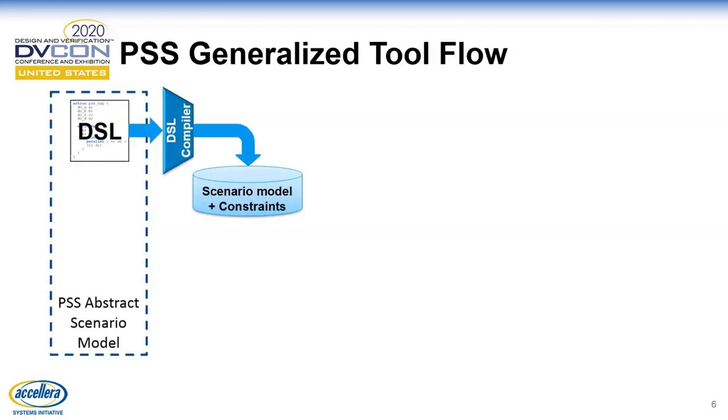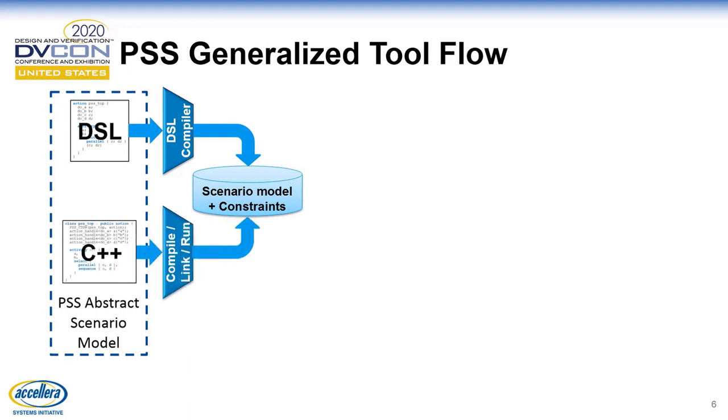So the general tool flow is we start with a description of your portable stimulus intent in what we refer to as the DSL, or the domain-specific language. This is a declarative language, and as you'll see, we've added some procedural capabilities to it, but it's mostly a declarative language which allows us to define a scenario model and a set of constraints. Right? A portable stimulus model is basically just a big constraint solver problem. So when you compile the DSL, you get this scenario model.